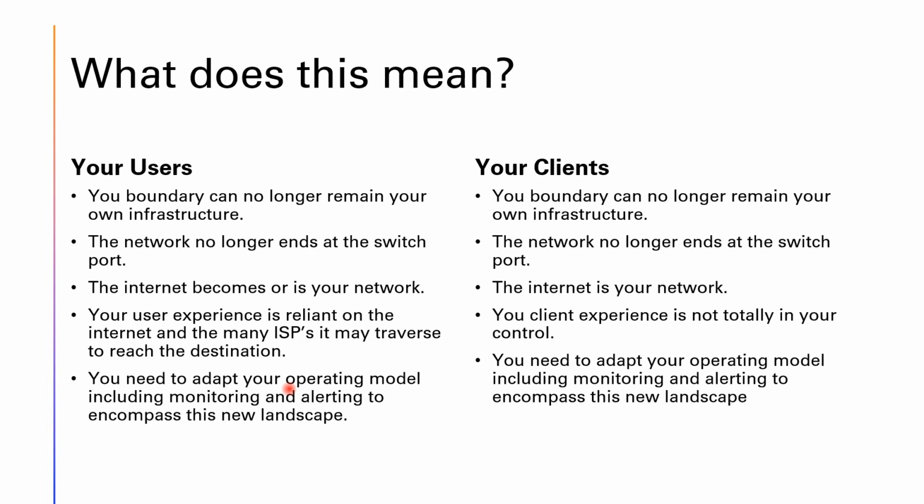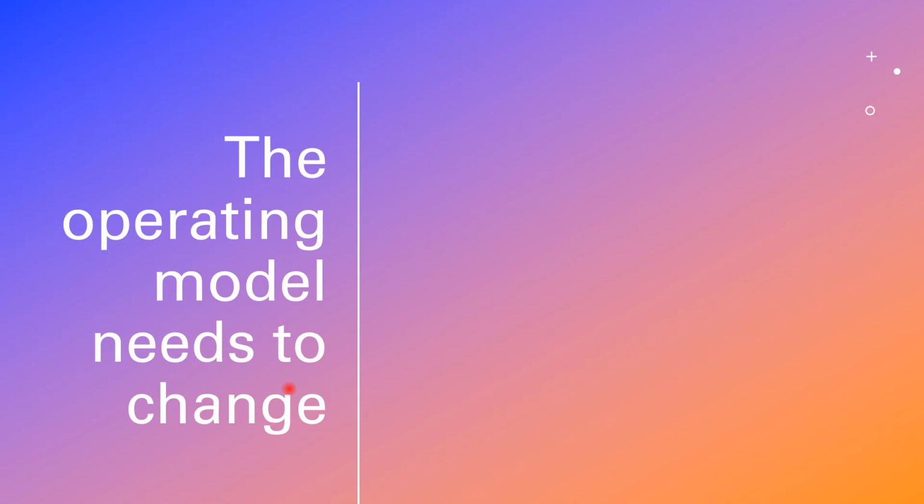Your user experience and client experience is reliant on the internet and the many ISPs it may traverse to reach the destination. You know, a lot of cloud providers are probably peering with a lot of the larger ISPs in region or potentially in country, but not all of them. So there may be multiple ISPs, let alone routers, that the traffic has to traverse to get to your services. So you need to adapt your operating model, including monitoring and alerting, to encompass this new landscape. So the operating model does need to change.